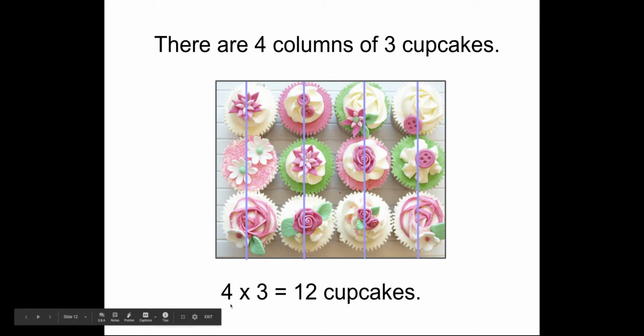And here, I'm going to think about the columns as my groups. So I have 4 groups, and there are an equal number of cupcakes in each one. Let's count them. 1, 2, 3. 1, 2, 3. So it's 4 times 3 is 12. It's 3, 6, 9, 12.